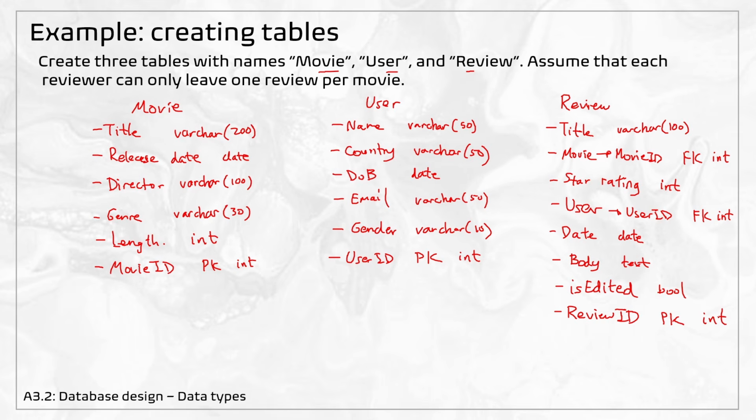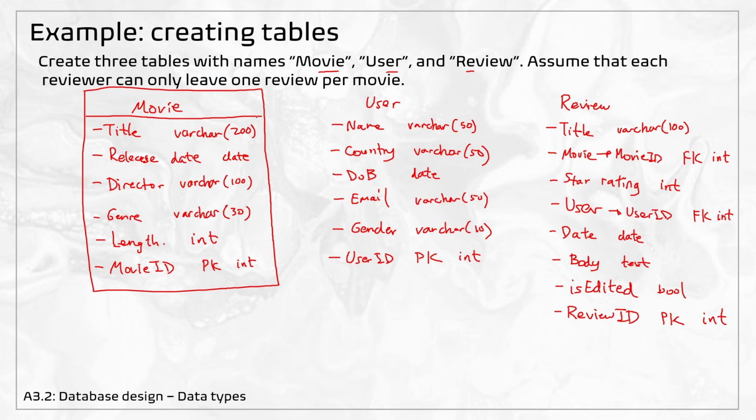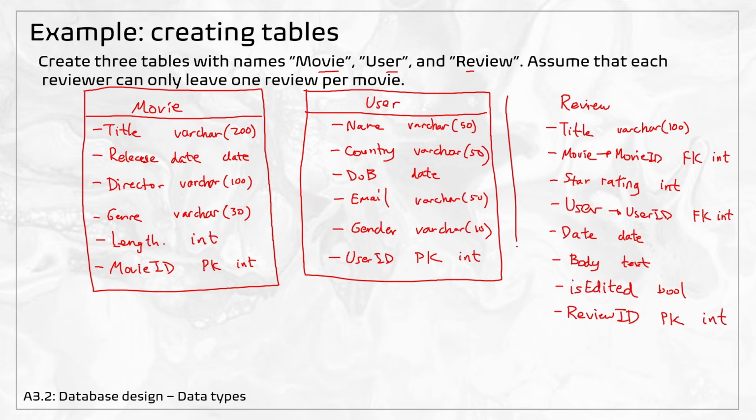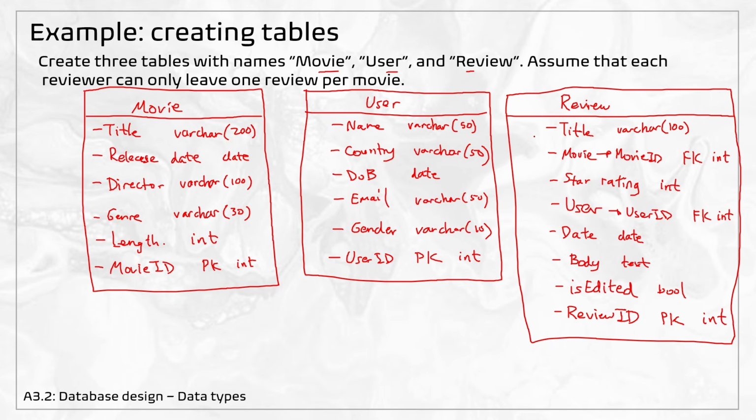And now that we've got the three tables, their attributes, their data types, and their keys, we can just put boxes around all of these to signify that we're done with the tables. So this is going to be the movie table. This will be the user table. And this will be the review table right here.